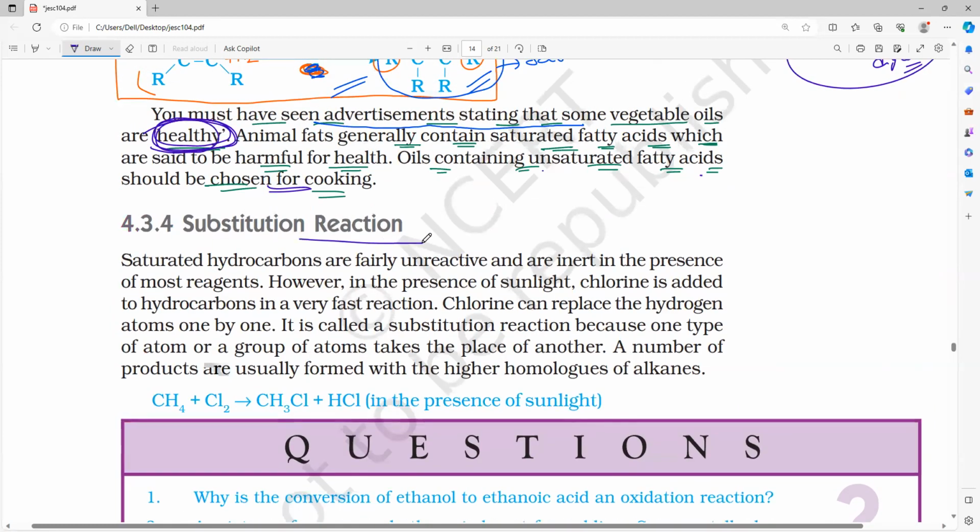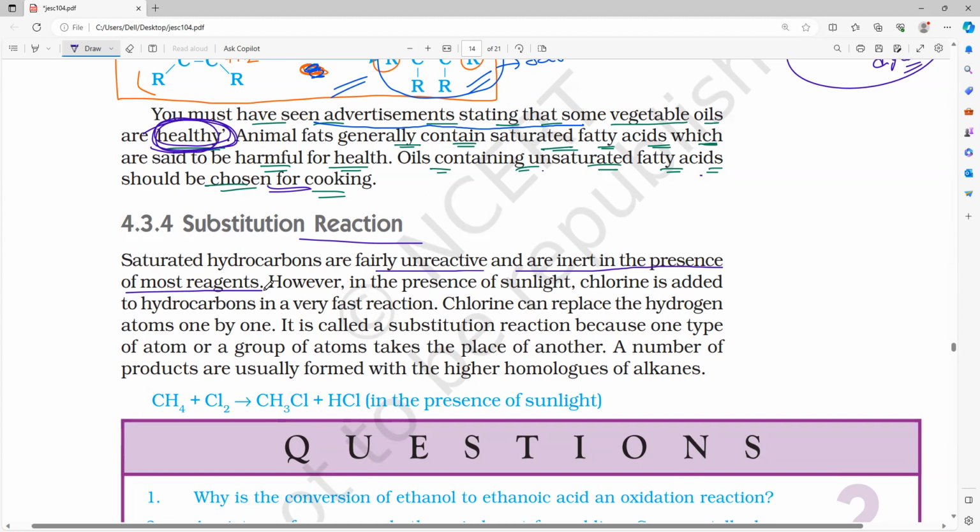As I said, you can see here they clearly mention, all of you notice it: saturated hydrocarbons are fairly unreactive and inert in the presence of most reagents. Why? What is the cause? Because they contain carbon-carbon what bonds? Single covalent bonds.